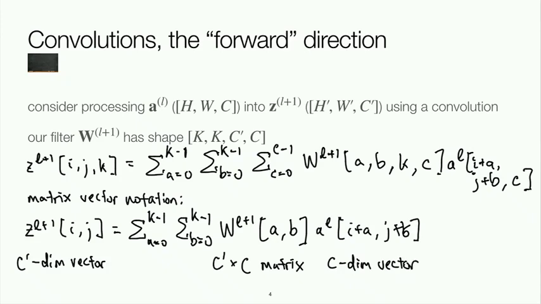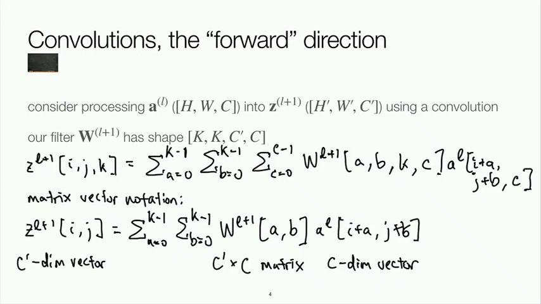Right, so this makes sense, right? If I multiply a C prime by C matrix with a C-dimensional vector, I get a C prime dimensional vector out, which is what I want. And then I'm summing together all of those vectors that I'm computing, element-wise. Right? And then that gets me my C prime dimensional vector.